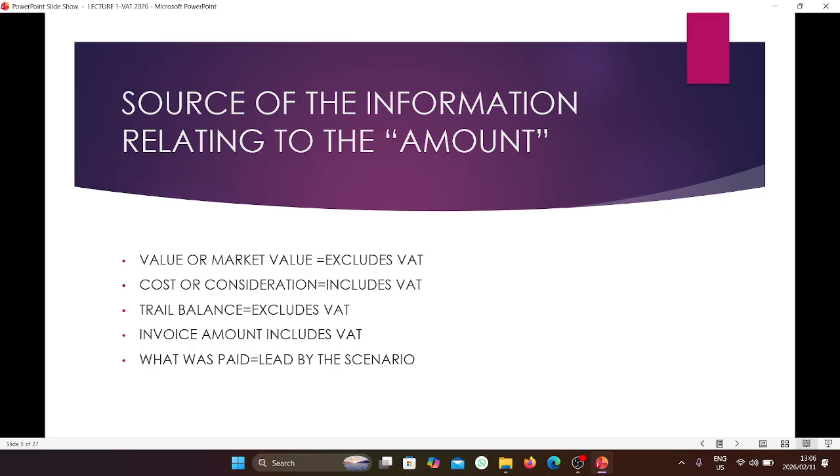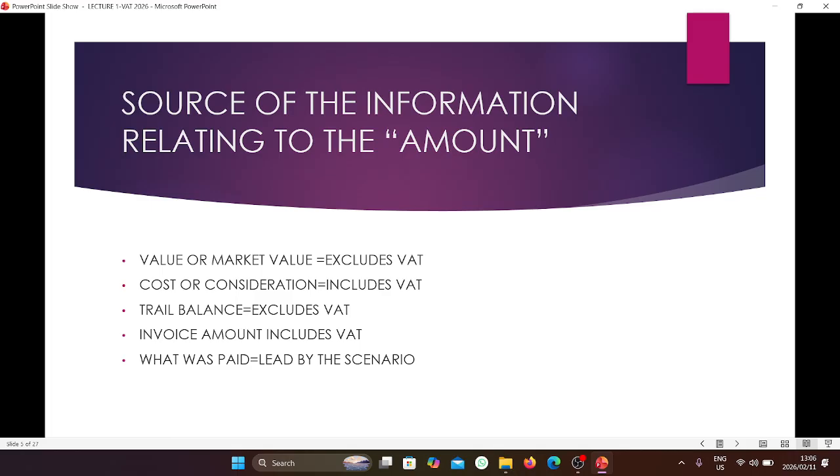As I said, that VAT is very important. It's going to be incorporated from here until November. And the thing comes with determining whether an amount is inclusive of VAT or exclusive of VAT, right? When they give you a value or a market value, just know that it excludes VAT. Cost or consideration, it includes VAT.